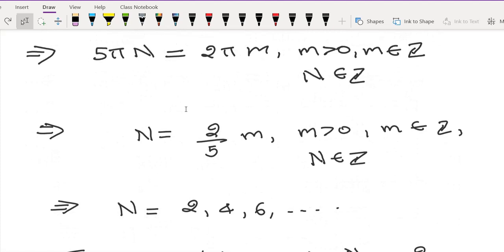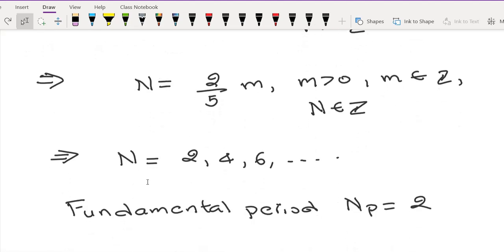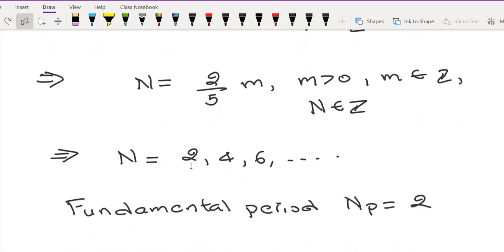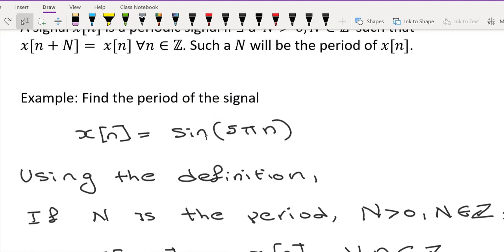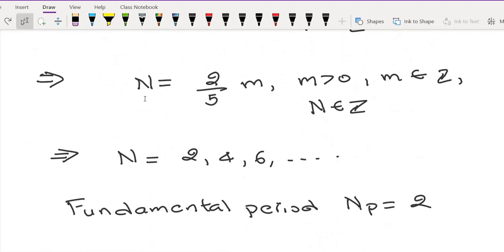So that statement implies capital N should be an integer multiple of 2 over 5, and note that N itself must be an integer. If you apply all these conditions, then we will get that N should be 2, 4, 6, and so on. So that means all integer multiples of 2 are periods of this signal x of n. Now if you want to find the fundamental period, then the fundamental period would be the smallest capital N, which will be 2.